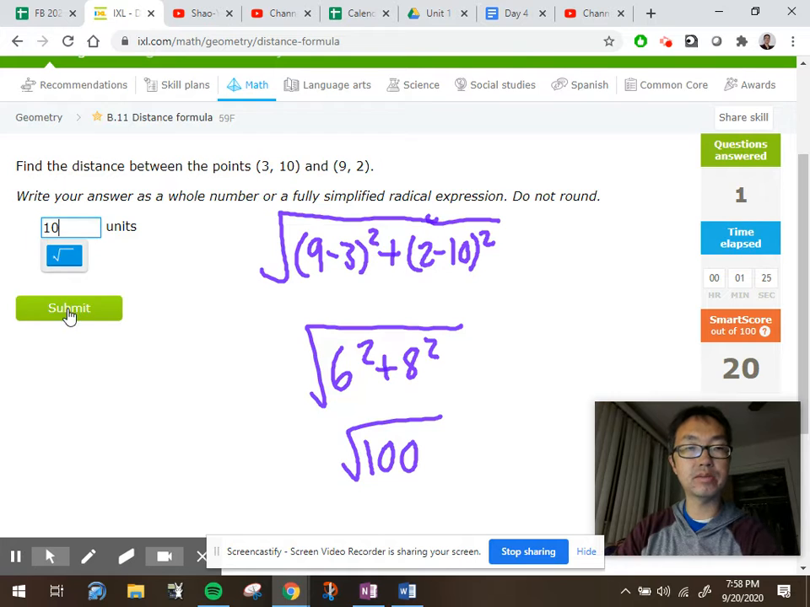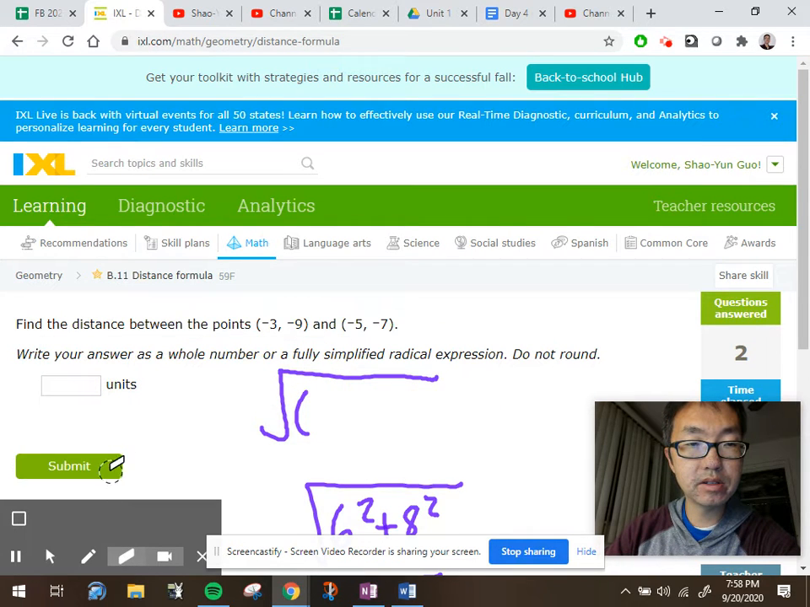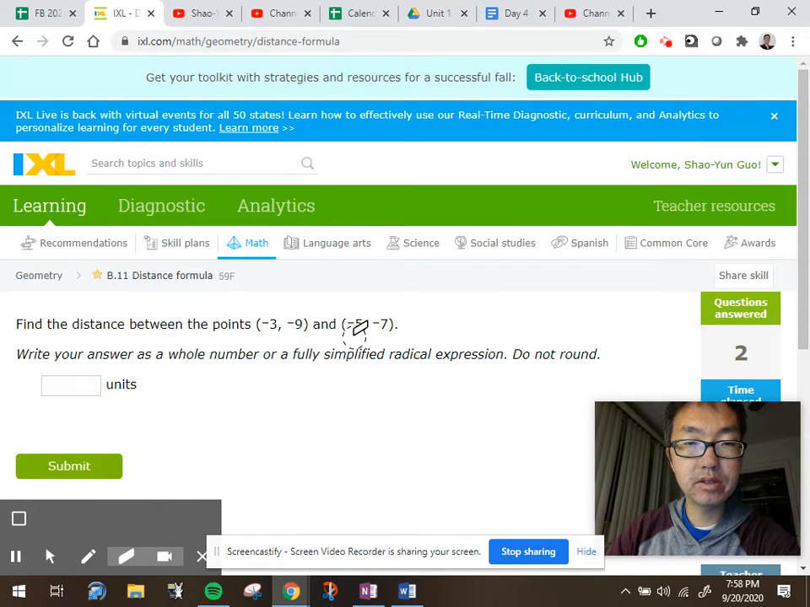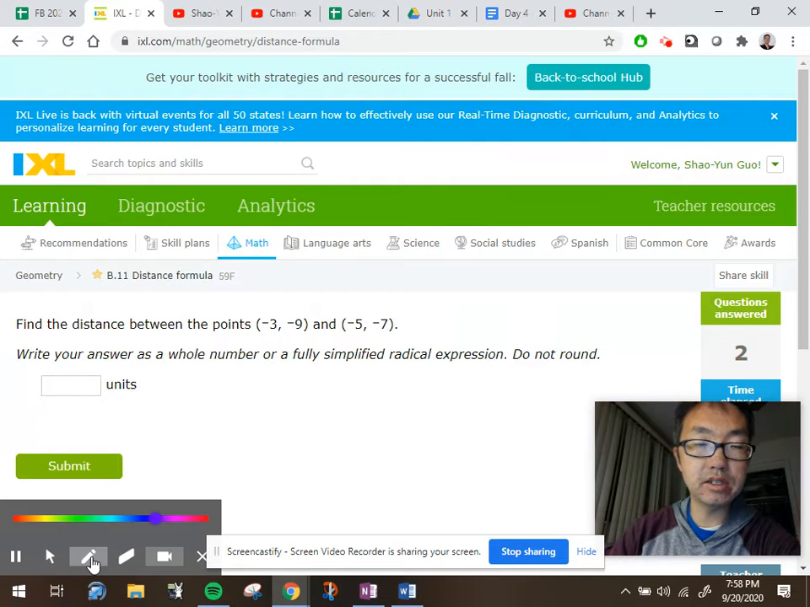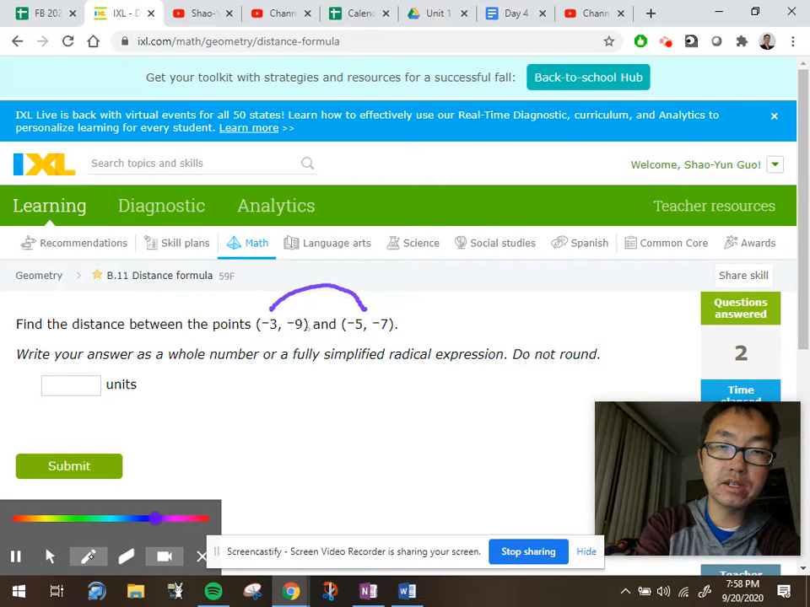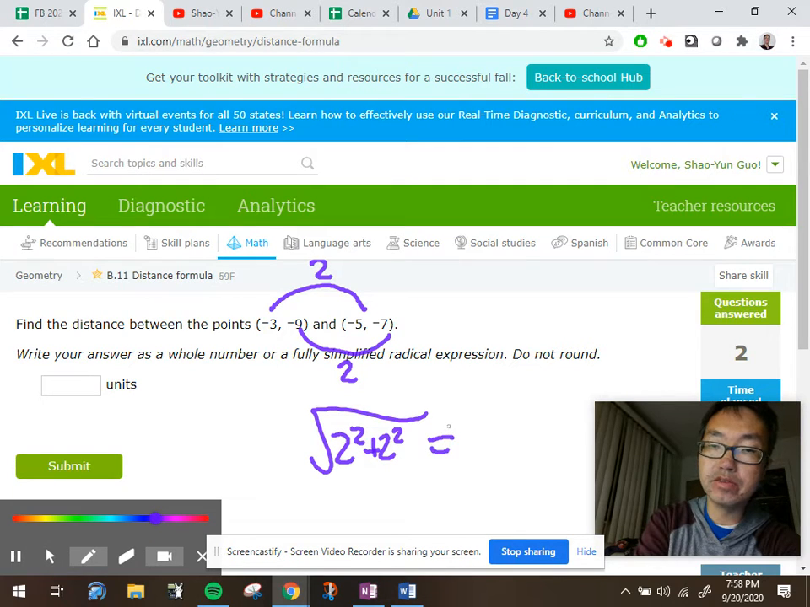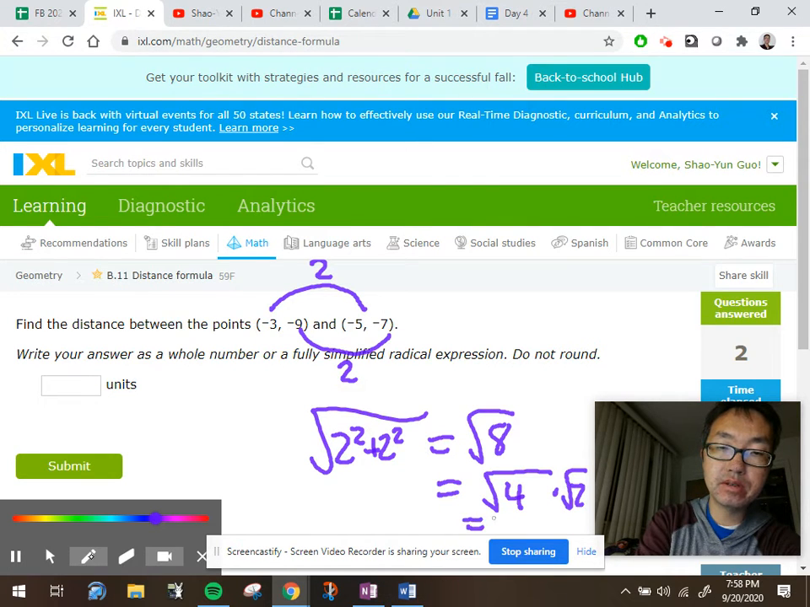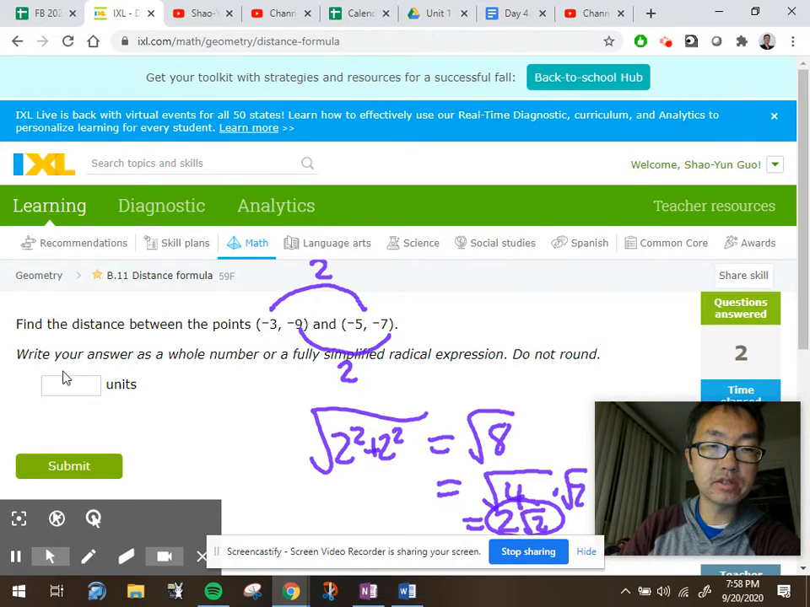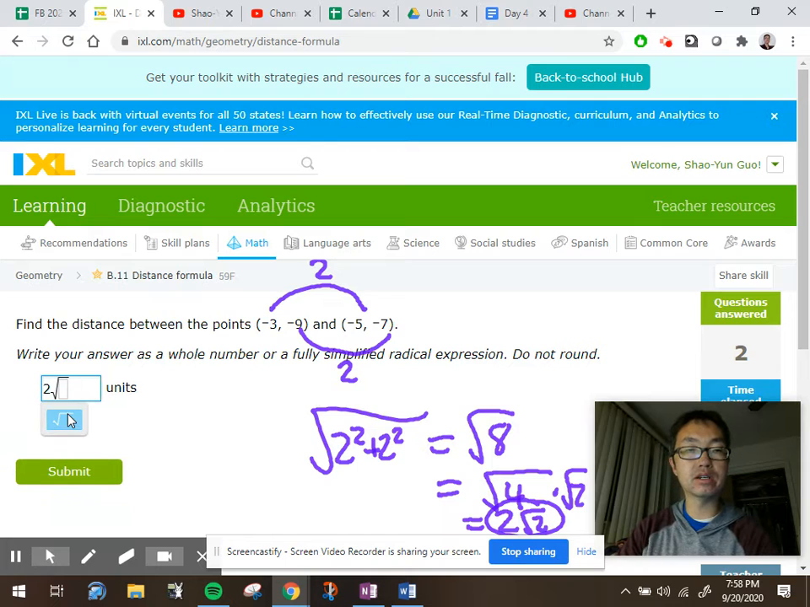All right, I'm going to skip to when it gets a little bit harder. 2 and 2. Okay, yeah, now you need to do the radical stuff. So this is 2. This is 2. Square root of 2 squared plus 2 squared equals square root of 8. That simplifies to square root of 4 times square root of 2, which is 2 root 2. So you gotta write 2 root 2. If you write square root of 8, they will mark it wrong.